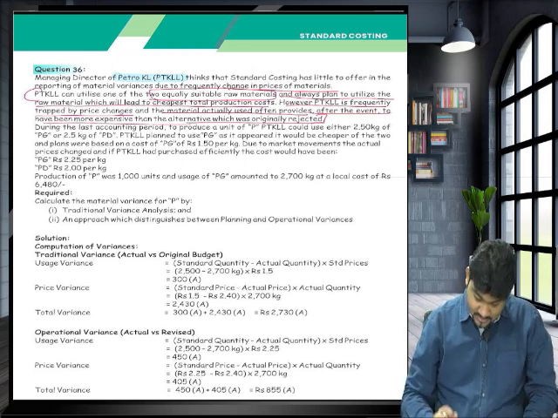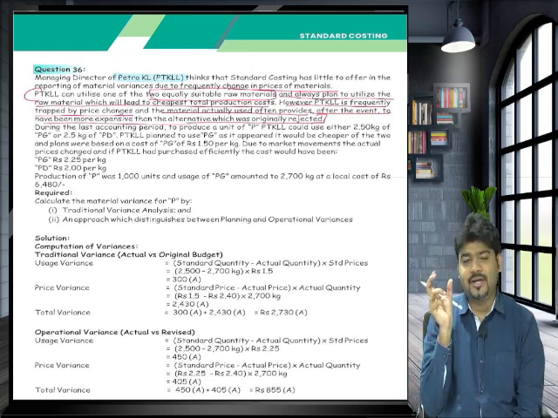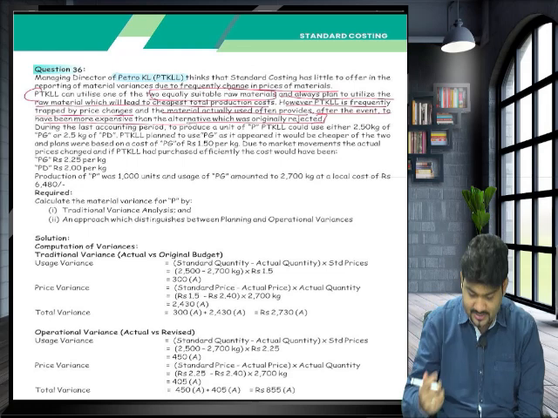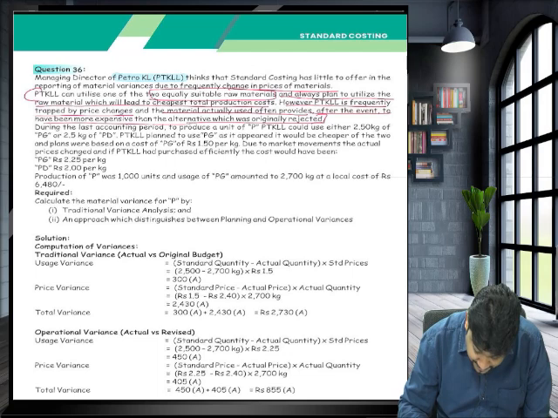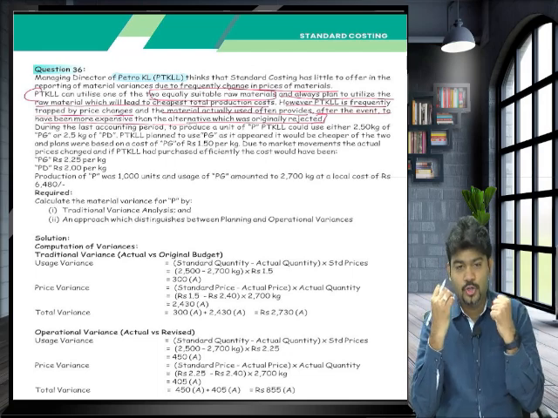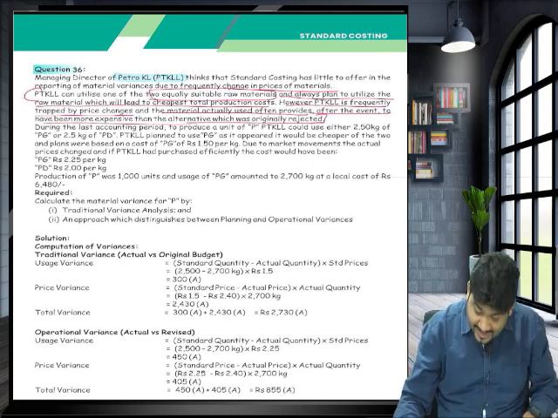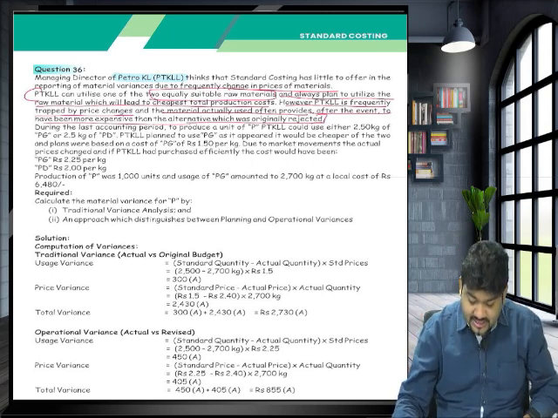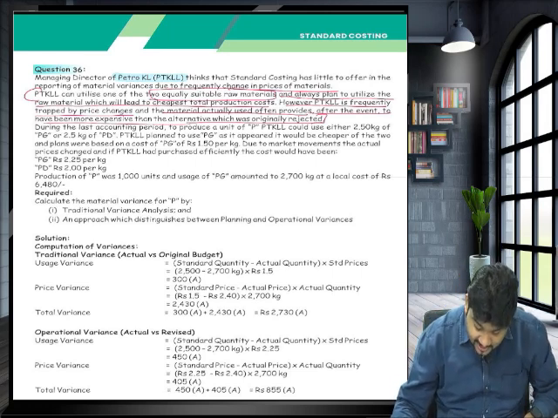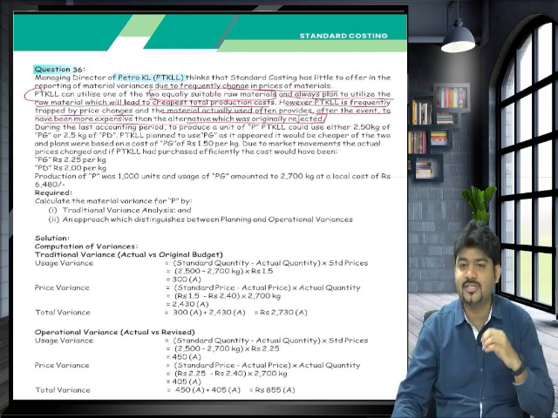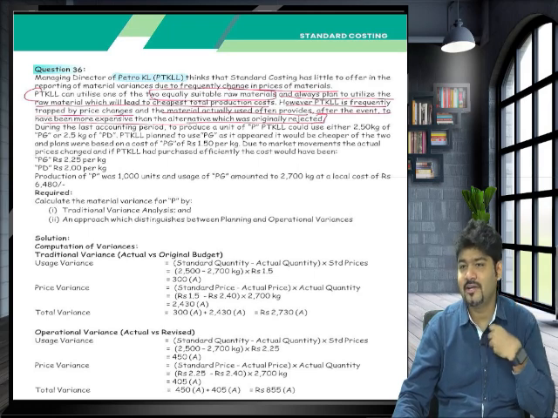PTKLL can utilize one of the 2 equally suitable raw materials. Equally suitable raw material, we understand the term? So either A or B, that's okay. And always plan to utilize the raw material which will lead to cheapest total production cost. However, PTKLL is frequently trapped by price changes and the material actually used often proves after the event to have been more expensive than the alternative which was originally rejected. Do you understand the line now? Because you can feel it, no?